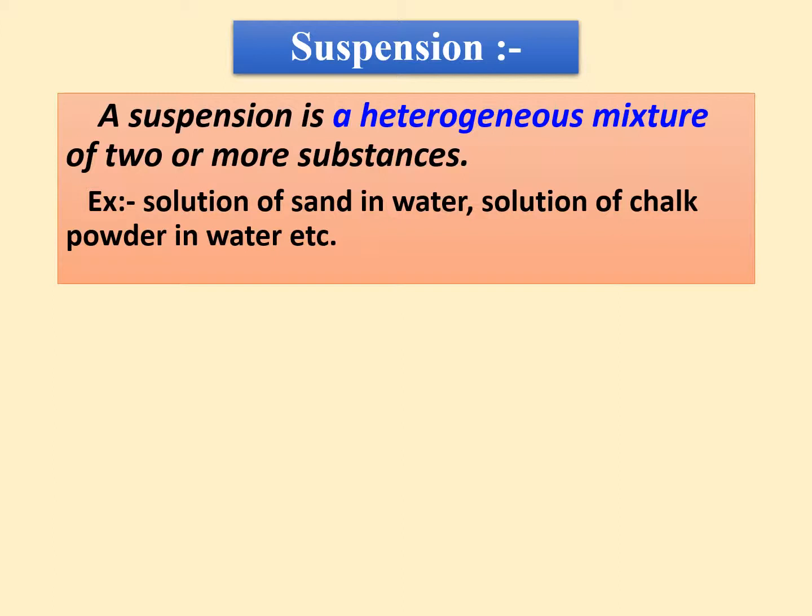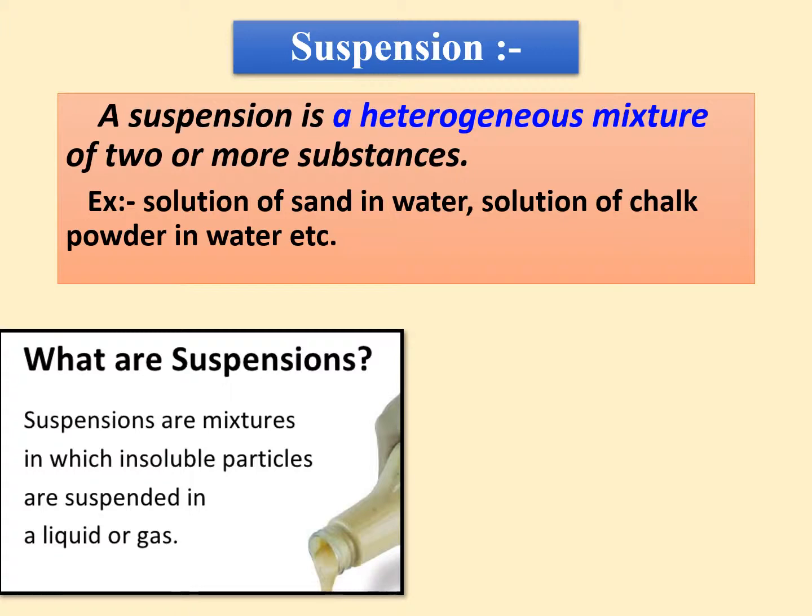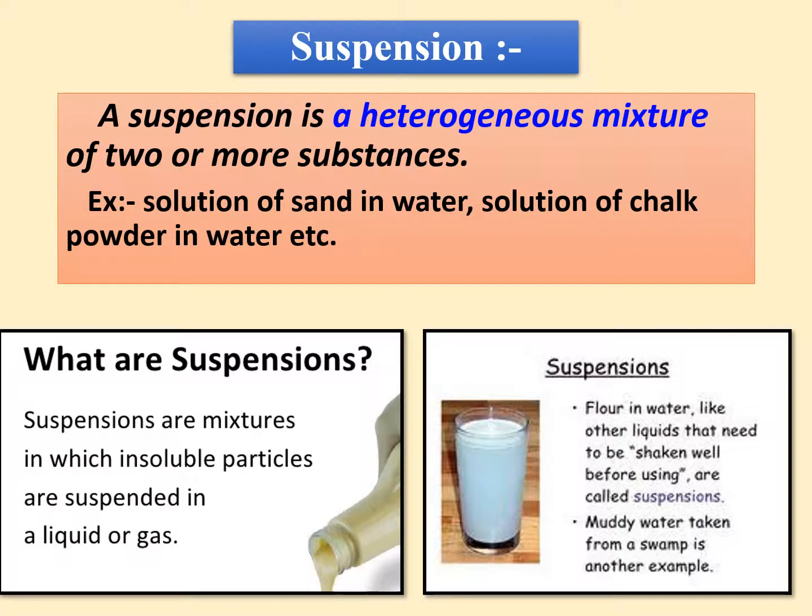A suspension again is a heterogeneous mixture of two or more substances. Examples: solution of sand in water, solution of chalk powder in water. What are suspensions? Suspensions are mixtures in which insoluble particles are suspended in a liquid or a gas. Examples are flour in water. Liquids that need to be shaken well before use are called suspensions. Muddy water taken from the swamp is yet another example of a suspension.